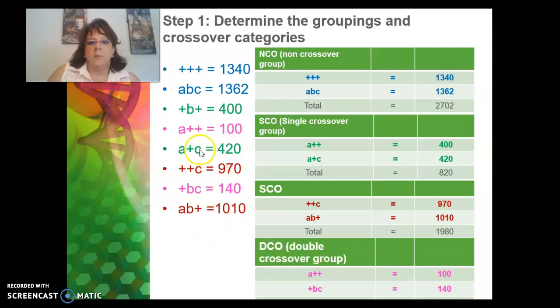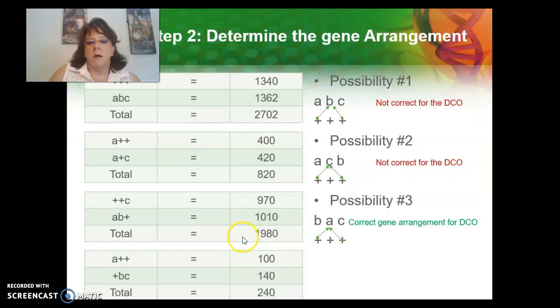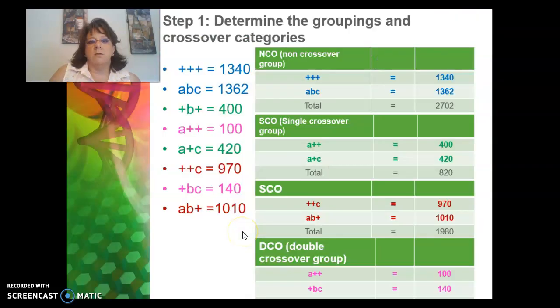Our last group is A plus at 100 and plus BC at 140. Together, 100 and 140 make up our double crossover group. This is the group that we are targeting to determine, and we're going to look at it closer in the next slides.